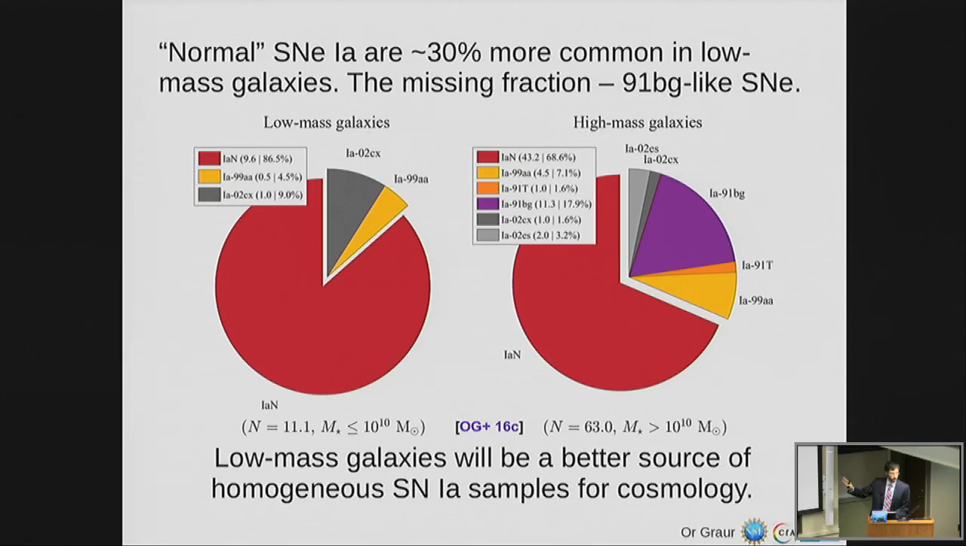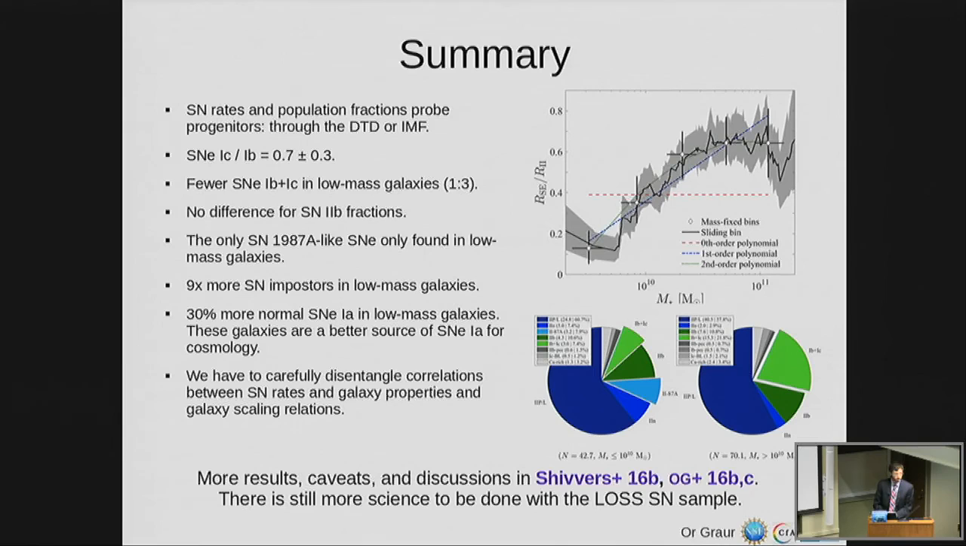So with that, let me put up my summary slide. I'll reiterate, these three papers are up on astro-ph now. All the data is public, so if you want to do supernova rates with LOSS or host galaxy property studies, you can go into these papers and extract all the data. We also look at how our rates compare to those of other surveys. I didn't discuss this properly here.